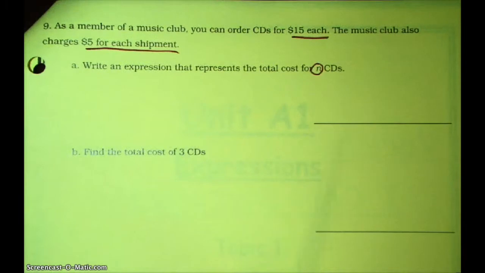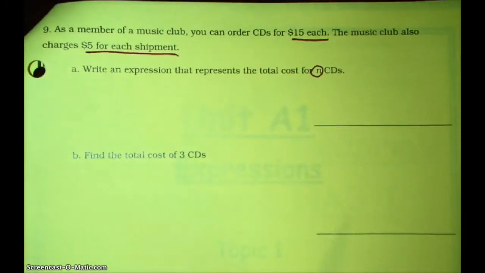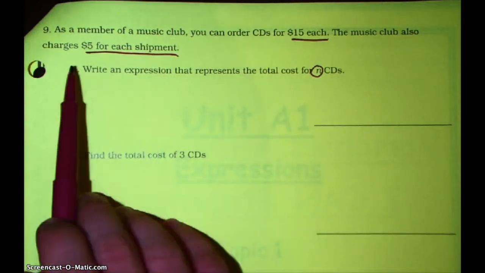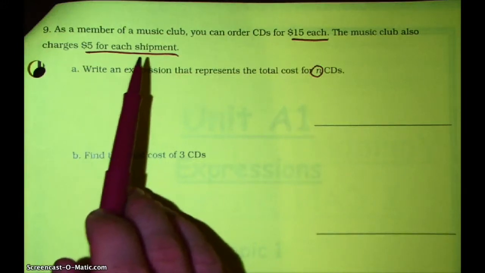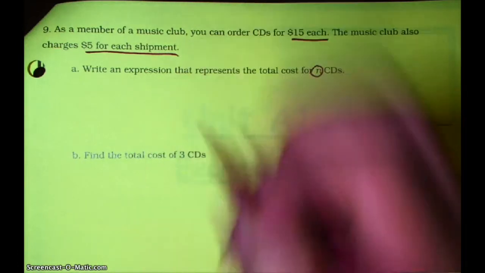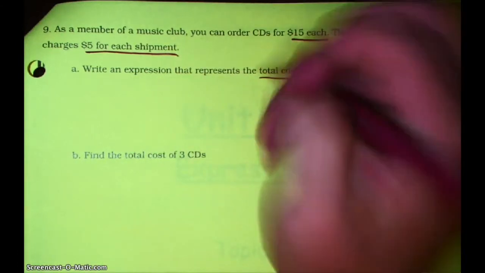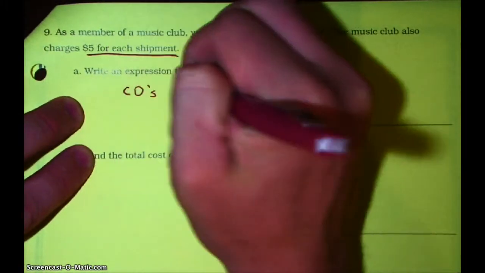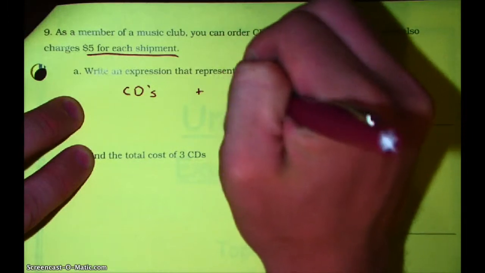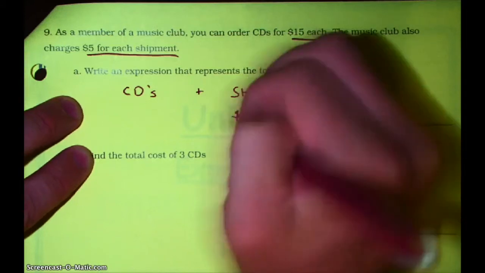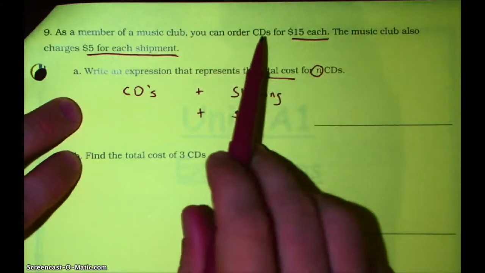Okay, so for this particular problem, if you've ever bought anything online, what you notice is you'll pay $15 for a CD, and then you'll pay a shipping charge. And you only pay one of these shipping charges for each order that you make. So what we're going to do is say that our total cost will be represented by the amount of money we spend on CDs plus that shipping charge. And I know that the shipping charge is an even $5. So really what I'm after is, how much money will I spend on CDs?